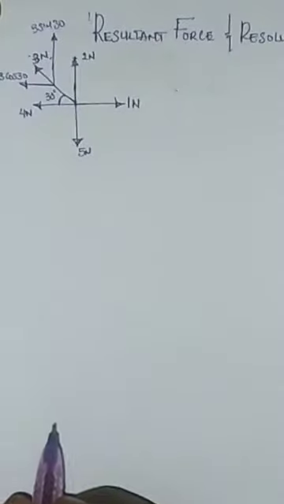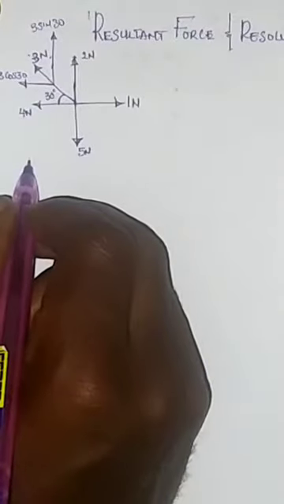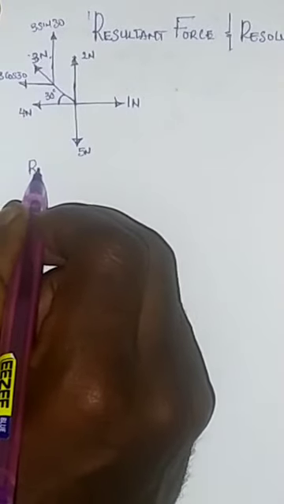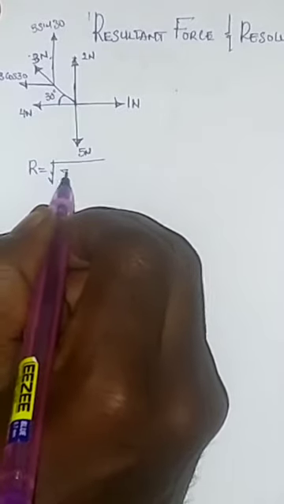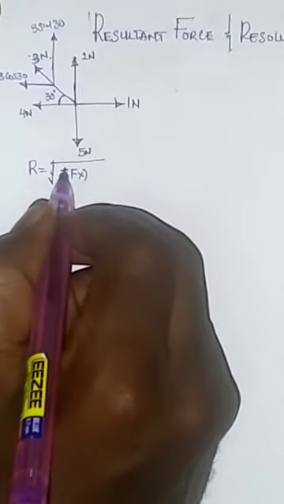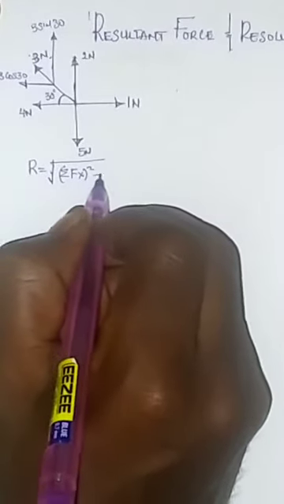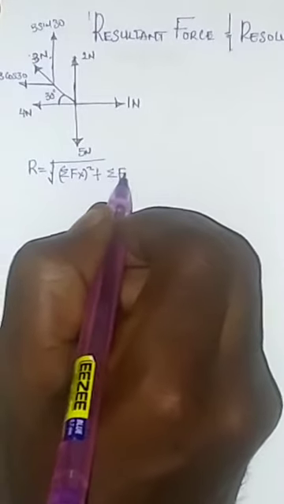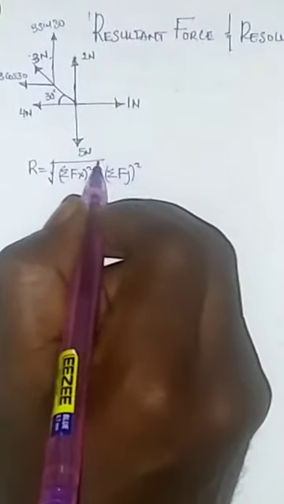Are we good? So if I want to solve this question here, I know very well that my resultant force is equal to the square root of the summation of Fx raised to the power 2 plus the summation of Fy raised to the power of 2.